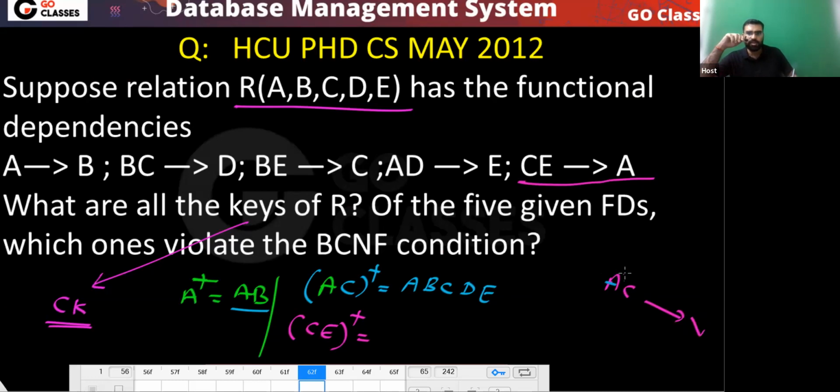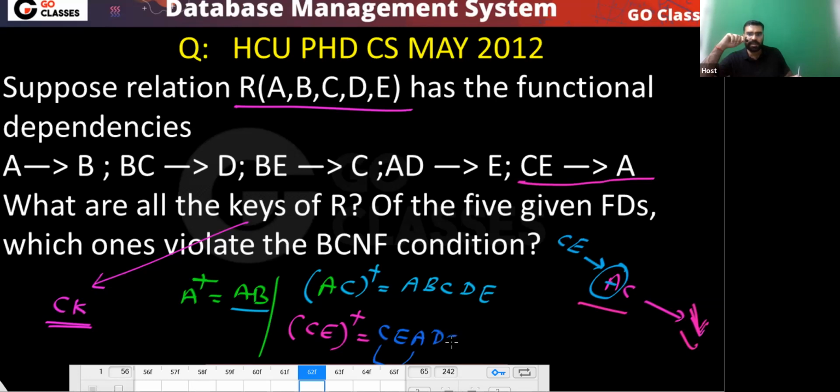What will this C tell you? This C will say, okay, I can determine A, agree or not? AC is saying I can determine everything. Now CE will say I can determine A. So you can notice C plus also will be C, and C can determine A, and now AC can determine everything.